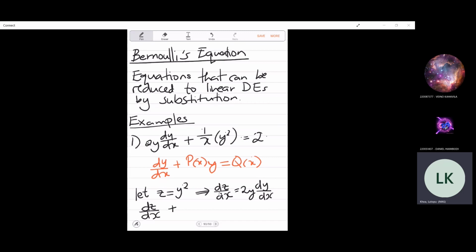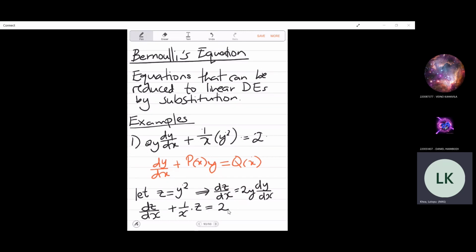When we do that, 2y dy dx is just dz dx, and then I have 1 over x times z, and this is equal to 2. And now when I look at it, this is actually linear, because I have my dz dx like I have here. I have my function of x, that's p of x. I have the variable that I differentiated with respect to, x, and then on the other side I have a function of x only. There's no z on this side.